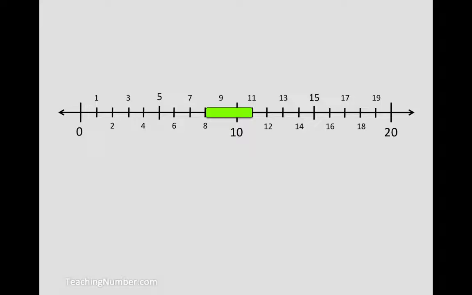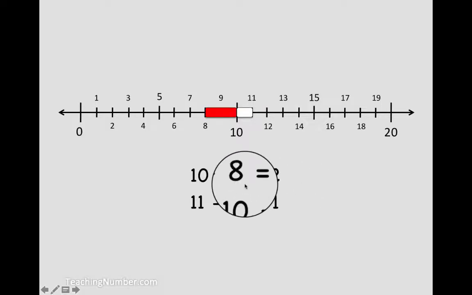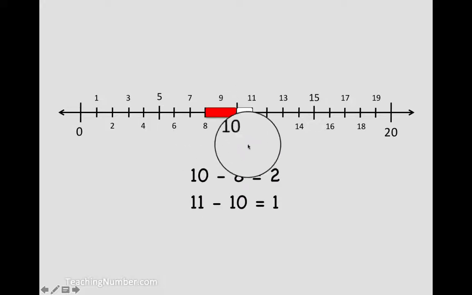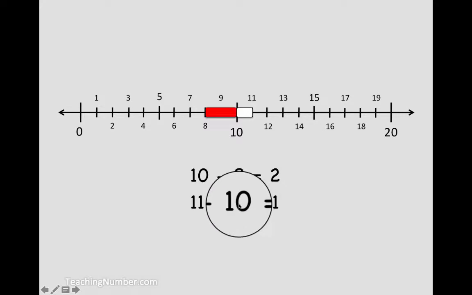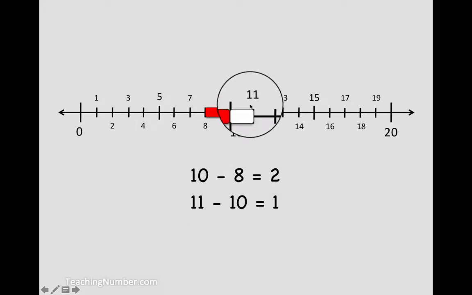Because we have a base 10 number system, it always makes sense to make 10 first. So to get from 8 to 10, we need 2, and to get from 10 to 11, we need 1. So we break this distance down into 2 and 1. The distance from 8 to 10 is 2, and the distance from 10 to 11 is 1.